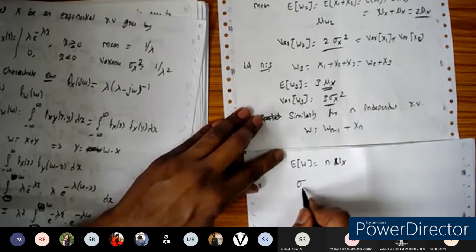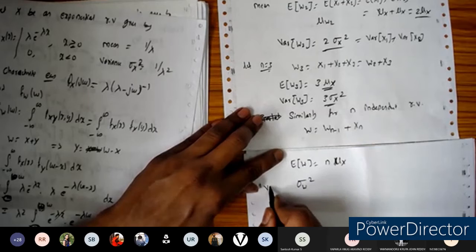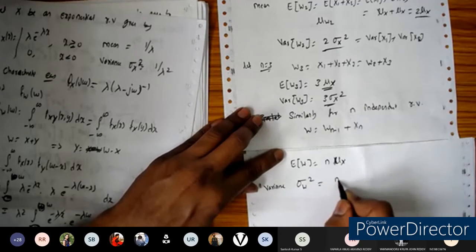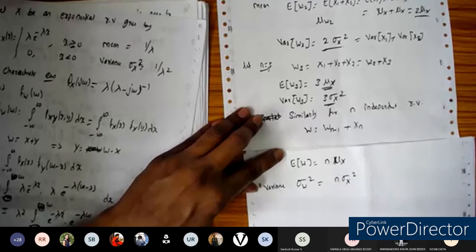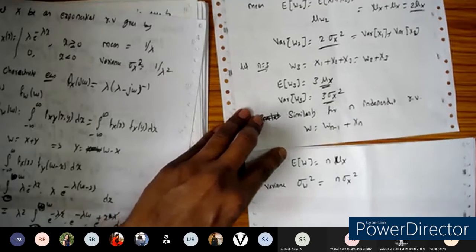Similarly, the variance, sigma W squared, will be equal to n into sigma X squared.